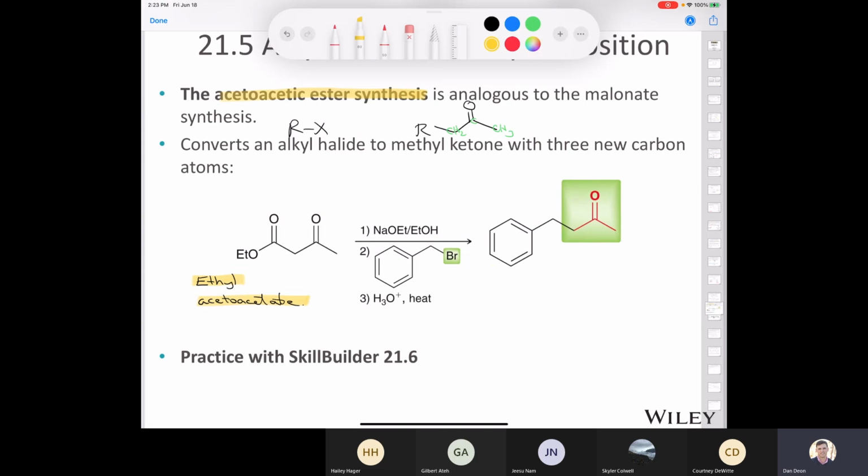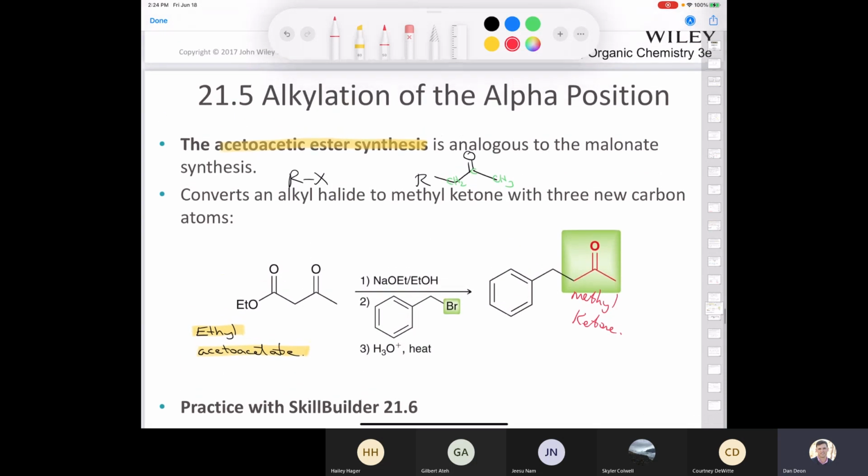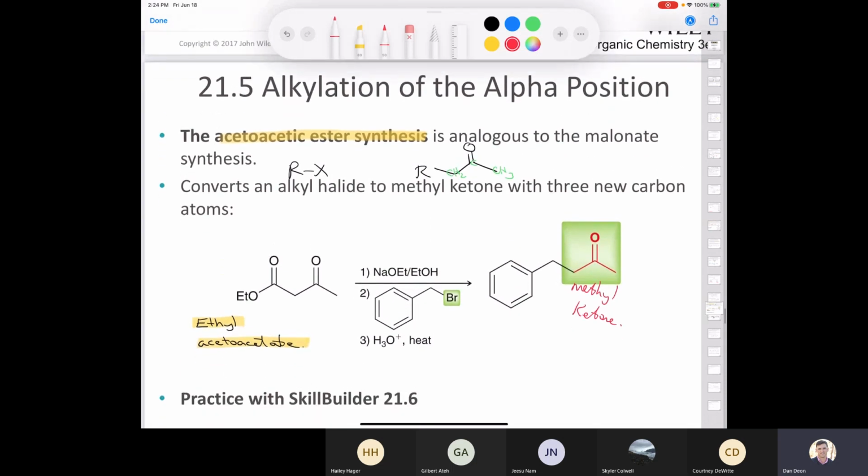And so for the diethyl malonate, or the malonic ester synthesis, we ended up making a carboxylic acid. In the acetoacetic ester synthesis, we end up with a methyl ketone. So we make a methyl ketone, right? And you could maybe take that and do a haloform reaction or something. Anyhow, there we go. So that covers all of section 21.5.